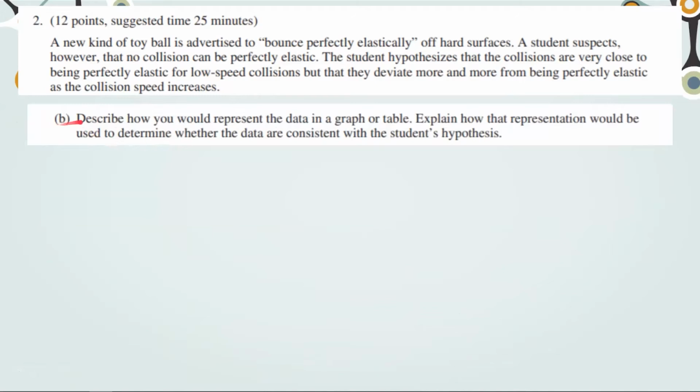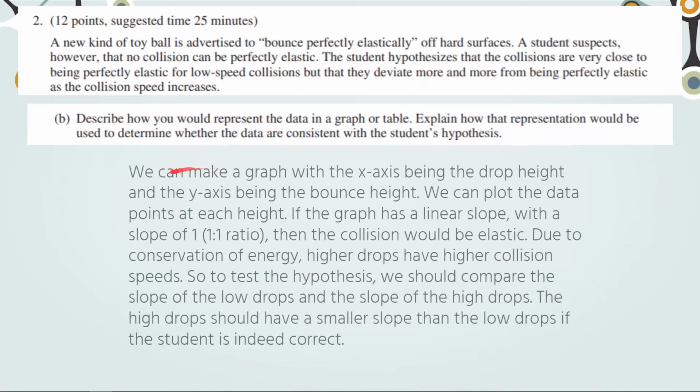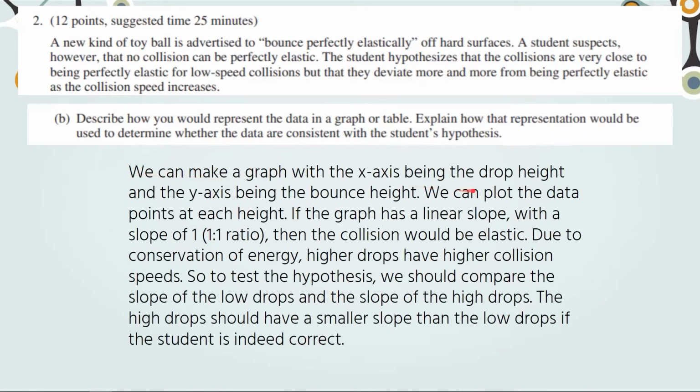Now part B. Describe how you would represent the data in a graph or table. Explain how that representation would be used to determine whether the data are consistent with the student's hypothesis. So since we're comparing the height, we can use a graph. We can make a graph with the x-axis being the drop height and the y-axis being the bounce height. We can plot the data points at each height.